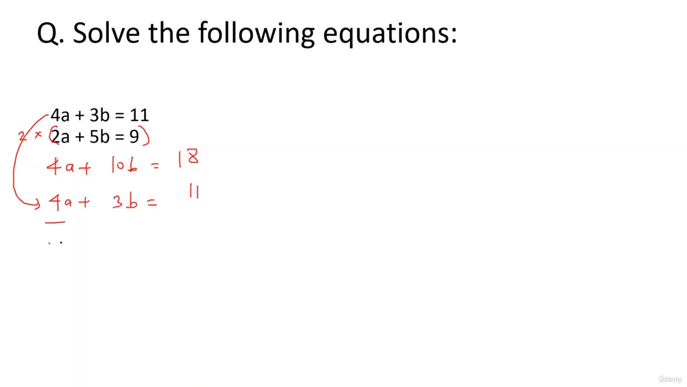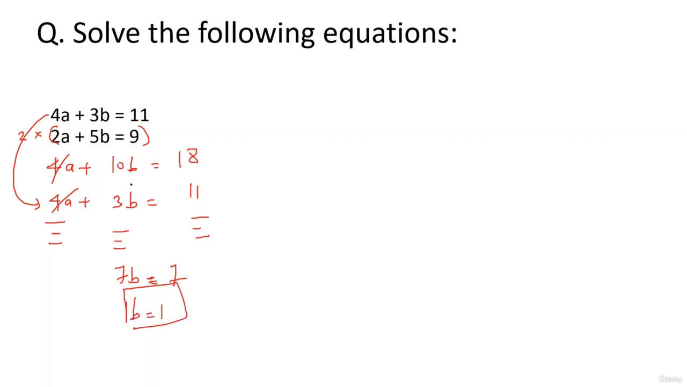Now when you subtract them, here it will become minus 4a, 3b will become minus 3b, and 11 becomes minus 11, right? So this gets cancelled out. 10b minus 3b is 7b and 18 minus 11 will be 7. That directly gives you b is equal to 1.